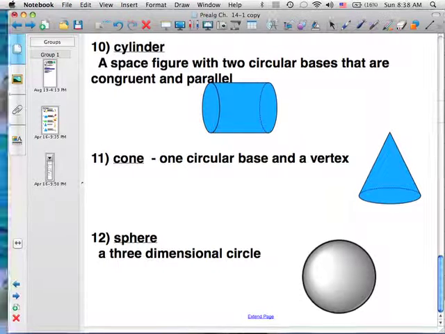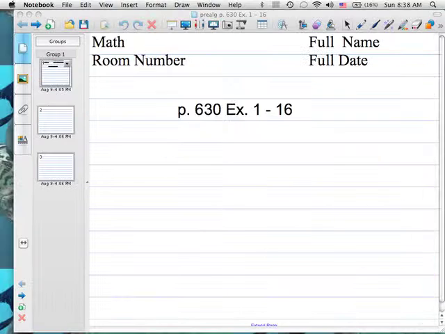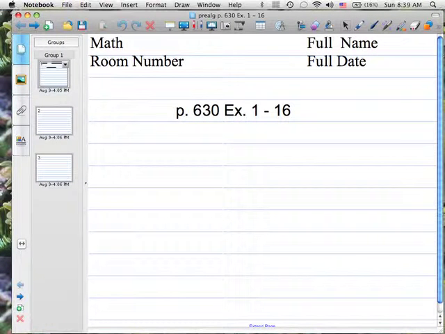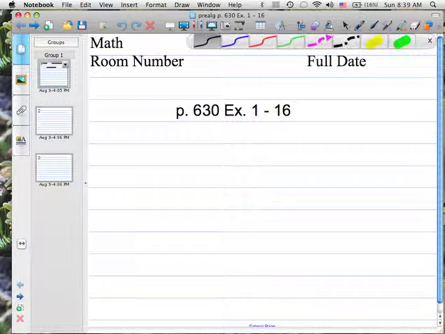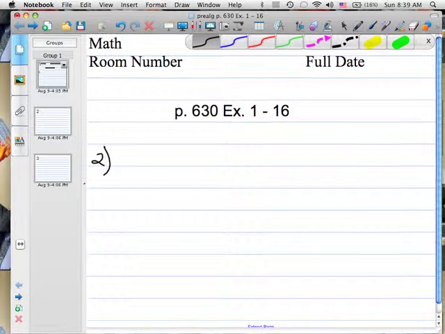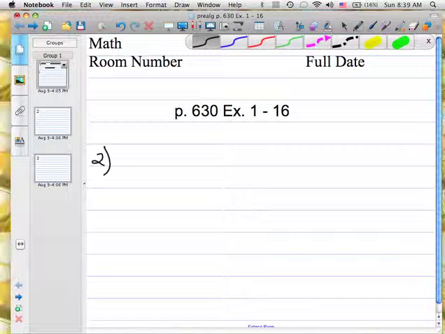So with those facts in mind, your notebook and your book, you can answer the questions on page 630. So head your paper, skip a line, put the title, and we're doing 1 through 16. The directions are to identify each space figure. Number 2 is, see if I got all the space figures here.